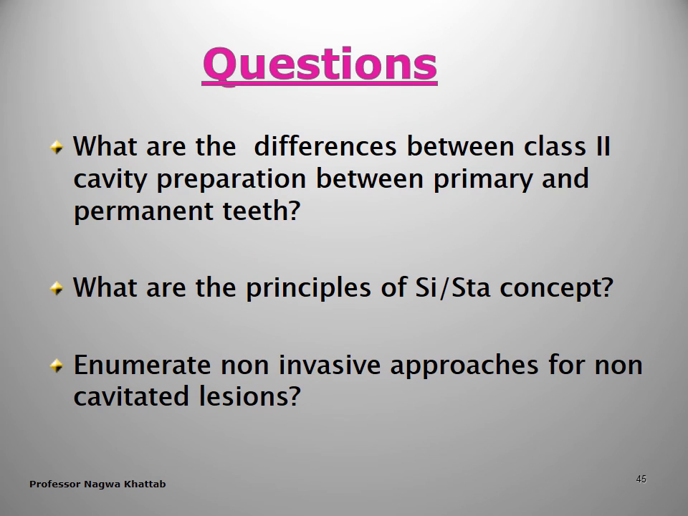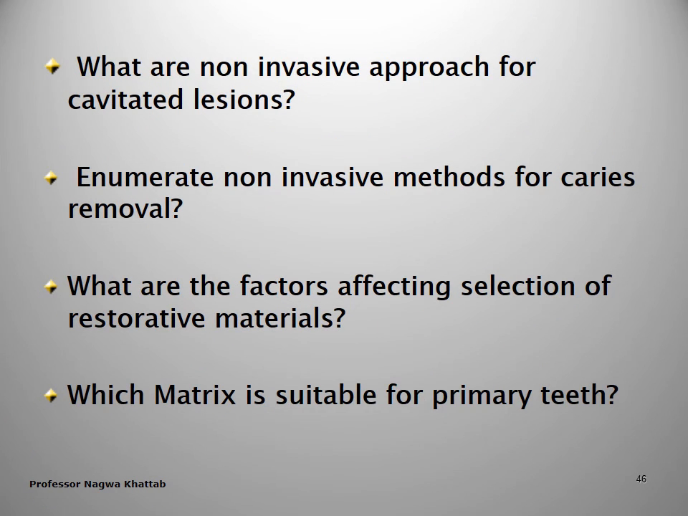A summary of the questions that may come from this chapter. What are the differences between class 2 cavity preparation in primary and permanent teeth? What are the principles of the SISTA concept? Enumerate the non-invasive approaches for non-cavitated lesions. What are the non-invasive approaches for cavitated lesions? Enumerate non-invasive methods for caries removal. What are the factors affecting the selection of your restorative materials? Which type of matrix is suitable for primary teeth?